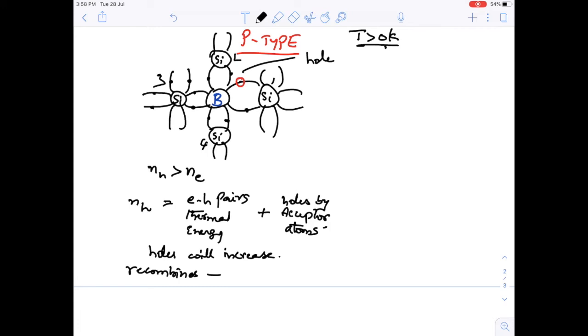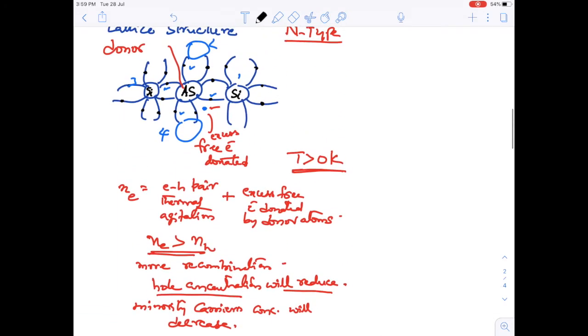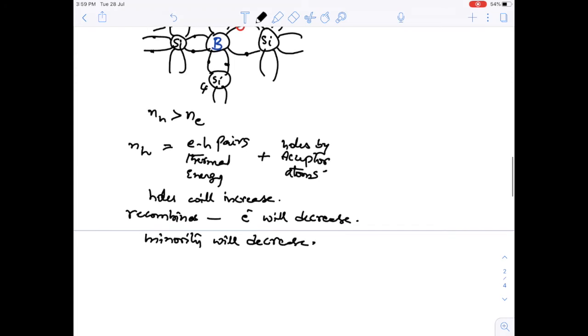Therefore, electrons will decrease. These are the minority. So, minority will decrease. Thus, there is an increase in the charge carrier concentration of majority carriers either in N-type or in P-type, thus giving rise to an increase in the conductivity.